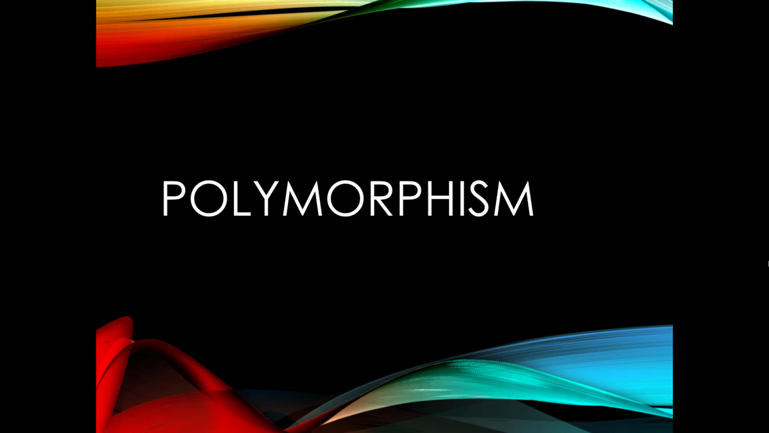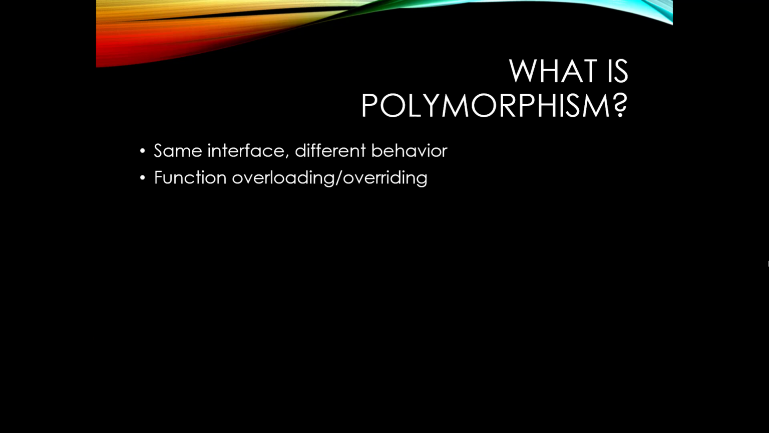In this lecture, we will explore polymorphism, which means many forms. Polymorphism allows us to define a single interface but have multiple implementations. It's especially useful when working with a group of objects that share a common base class.